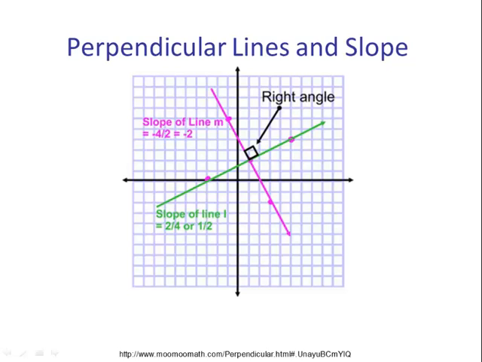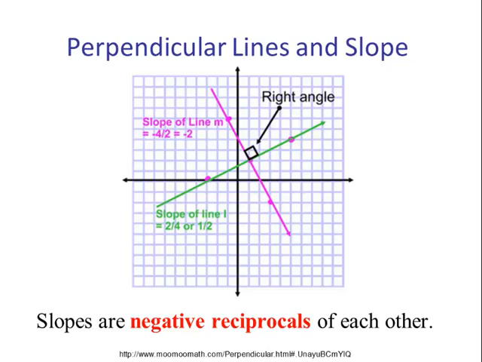So it turns out that for perpendicular lines, the slopes are what we call negative reciprocals of each other. That's a fancy way of saying the signs will be opposite, and we take the number and we flip it. So if we have 1/2, we flip it and we get 2 over 1, which is 2, but we have to make sure that we change the sign.